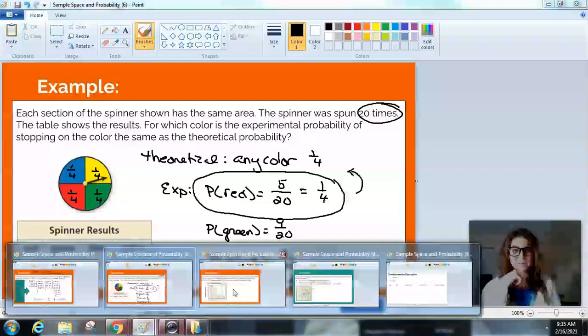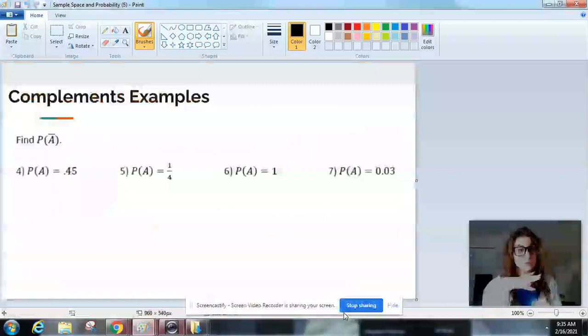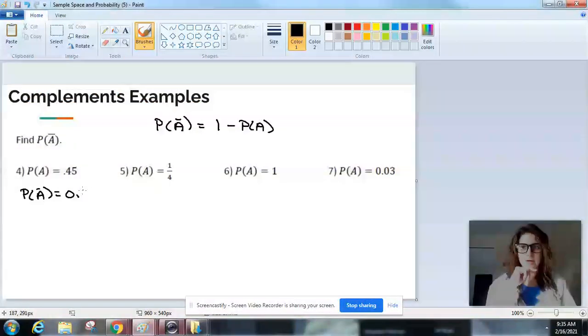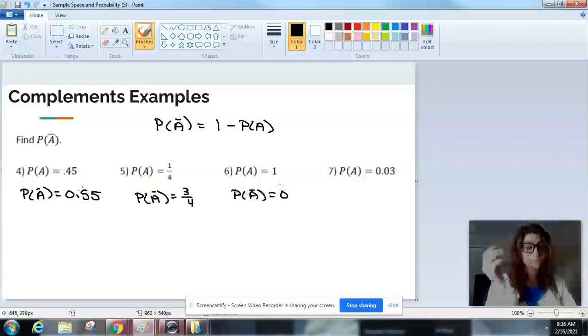Okay. Next thing we're going to take a look at is our complements. So complements, just remember that the complement, A bar, is 1 minus P of A. So if I have an event that happened and I want to find out what's the opposite of that event, you just subtract it from 1, or 100% if they give you a percentage. Okay. So for number 4, these should be easy. You guys did this in class. It would be 0.55. For number 5 is 3/4. For number 6 is 0, right? If that's 100% happening, is 1, then 0. And then for number 7 is 0.97.